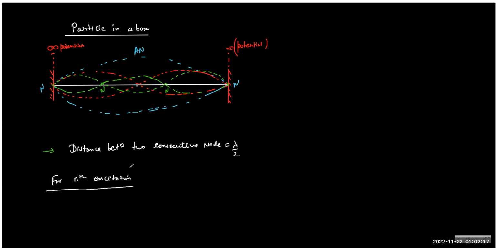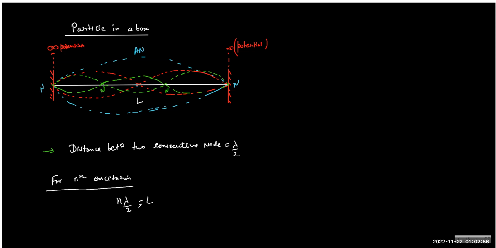So in the first excitation, we can see there's only one loop, right? Up and down. In the second excitation, we saw two loops, the red one. And in the third, you can see there are three loops. That's called the green one. So in the nth excitation, how many loops can we expect? N. So given the dimension of the box, let's call it L, can we write n lambda by 2 equals L? Tell me guys, yes or no?